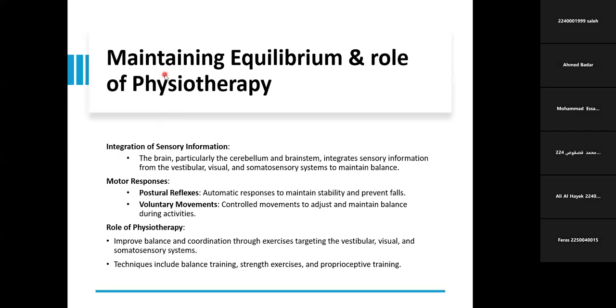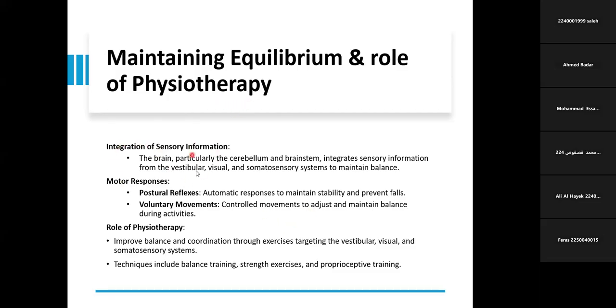See, we have now changed the topic. It is maintaining equilibrium and role of physiotherapy. Now, your patients will come who have lost their balance because their cerebellum is not working, their brain stem is not working, their eyes are not properly working, their ears are not properly working. So what will you do?